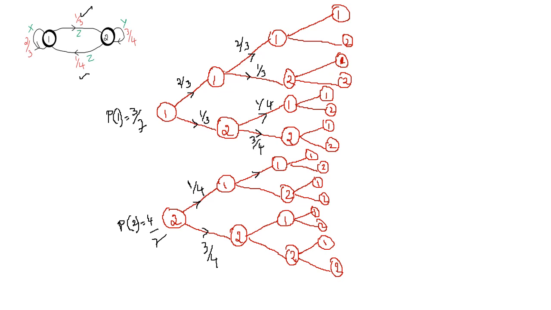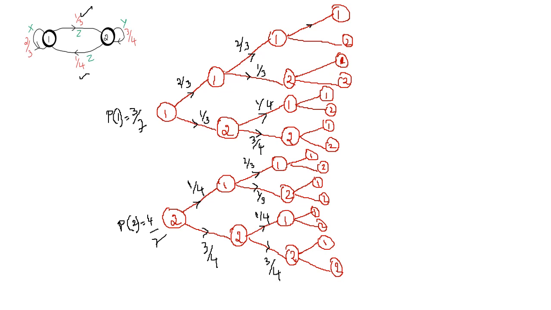Similarly, this 1 to 1 it will be 2 by 3. Then 1 to 2 it is 1 by 3. 2 to 1 it is 1 by 4. 2 to 2 it is 3 by 4. Similarly, do it for this particular graph also.